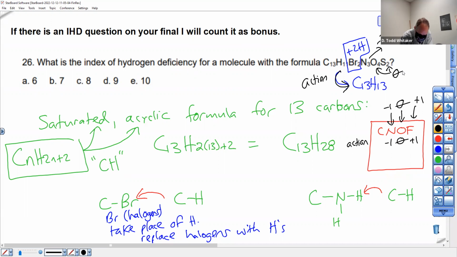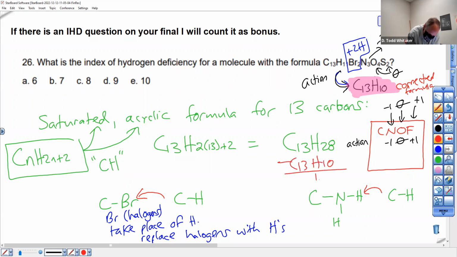So my two actions are now summarized, and I'm going to come up with a result. I added two for the bromines and subtracted three for the N's. What's my final answer for C13H subtract 1H, correct? That is called the corrected formula. This was not hard, right? So now you subtract the corrected formula from the saturated acyclic. How many H's are left over? 28 minus 10, 18, please.